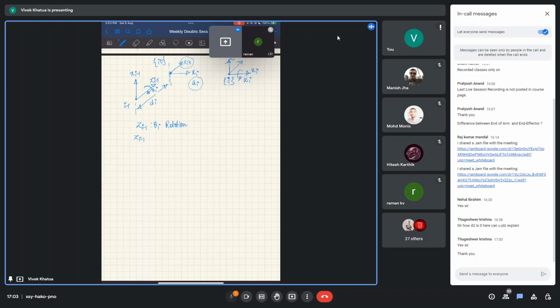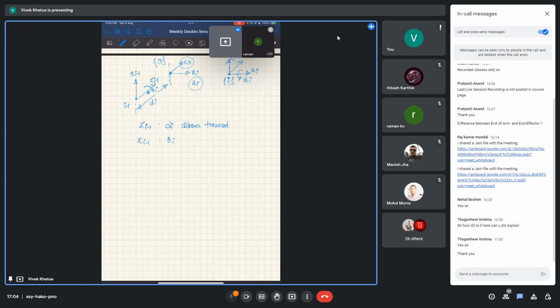Z i minus 1. Okay, let me just put it this way. First, we didn't rotate. First, we moved. Let us preserve it. Z i minus 1, I went a distance d i. Traveled. Traversed, sorry, traversed. Z i minus 1.